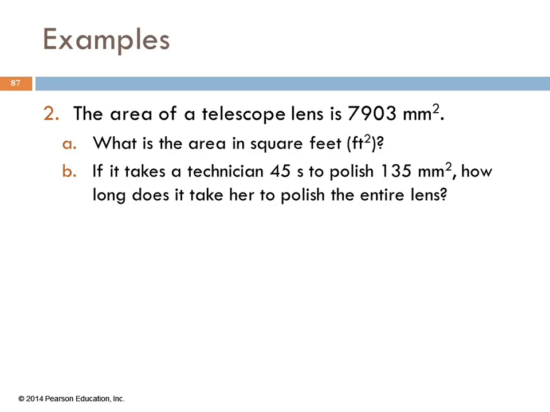Okay, the area of a telescope lens is 7,903 square millimeters. What is the area in square feet? This is a simply worded problem, right? There aren't a lot of words, and there's only one number. So we're starting with square millimeters, right? And what do they want us to find? Square feet.